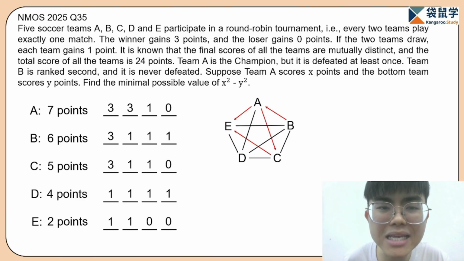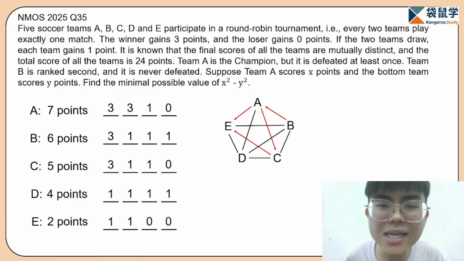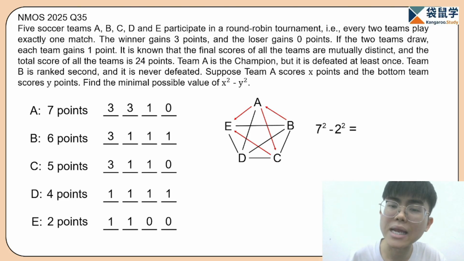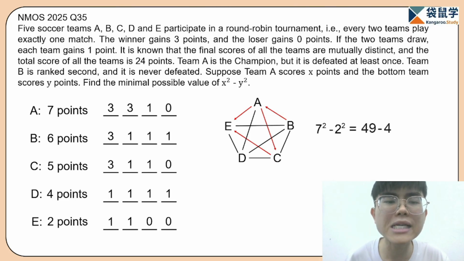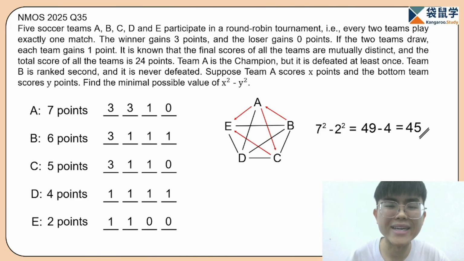So you can see that this diagram fulfills our criteria. So to find our final answer, we will just use 7 squared minus 2 squared, which is equal to 49 minus 4, which is 45. And this is our final answer.